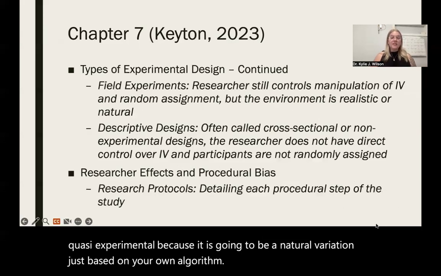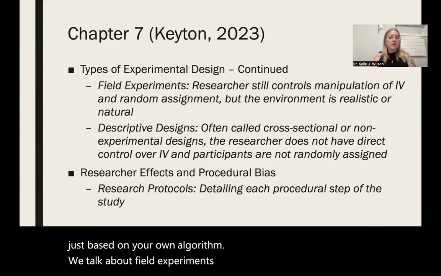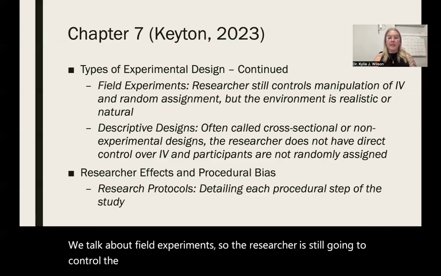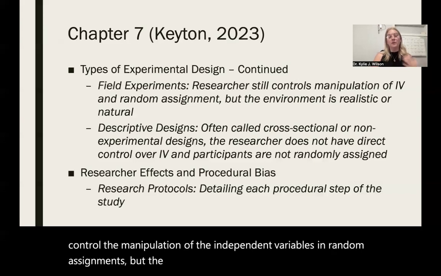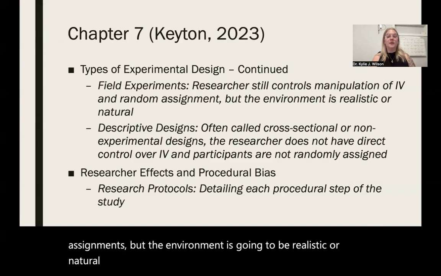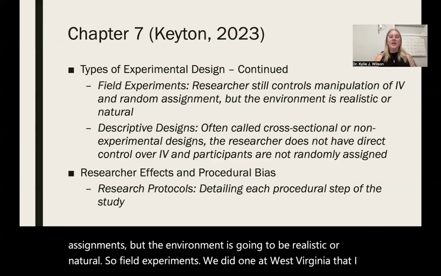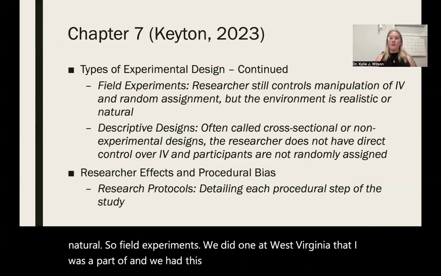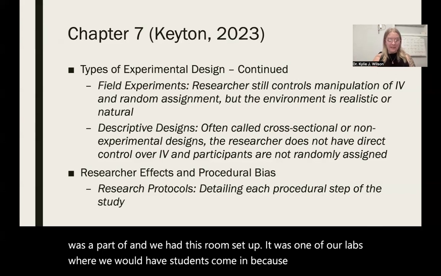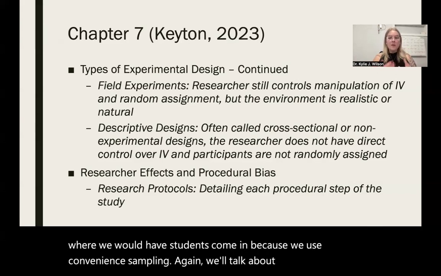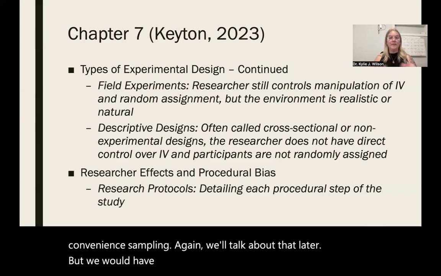We talk about field experiments. So the researcher is still going to control the manipulation of the independent variables and random assignment, but the environment is going to be realistic or natural. So field experiments, we did one at West Virginia that I was a part of, and we had this room set up. It was one of our labs where we would have students come in because we use convenience sampling. Again, we'll talk about that later, but we would have these labs set up and we would have students come in and play video games.